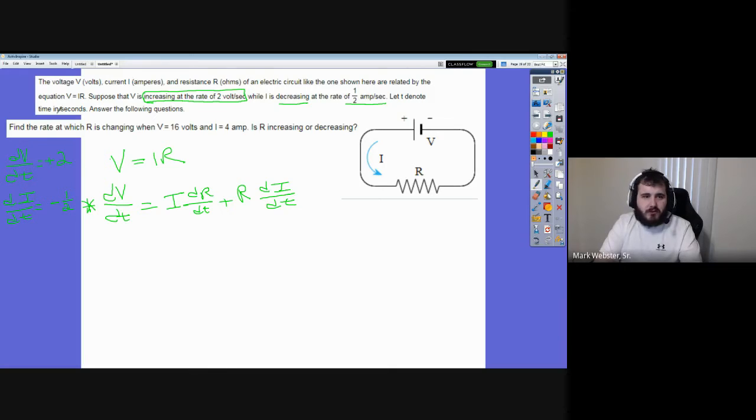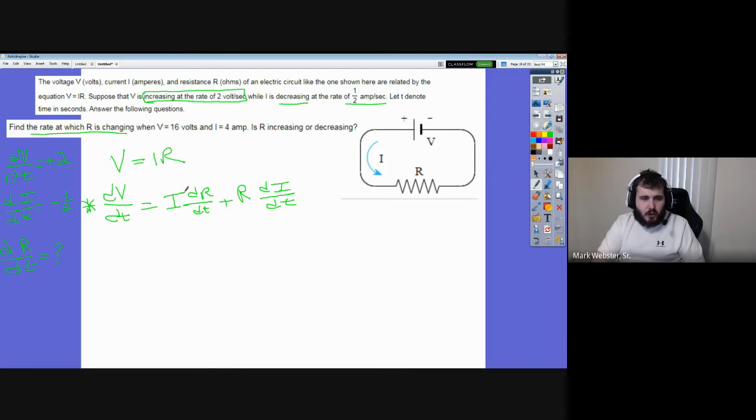We know that t denotes time in seconds, and so we want to answer the following questions. Find the rate at which R is changing when V is 16 volts and I is 4 amps. So we want to find the rate at which R is changing. We want to find dR dt. That's what we want to find. So let's take stock of all our variables that we have in our equation here. Do we have everything we need?